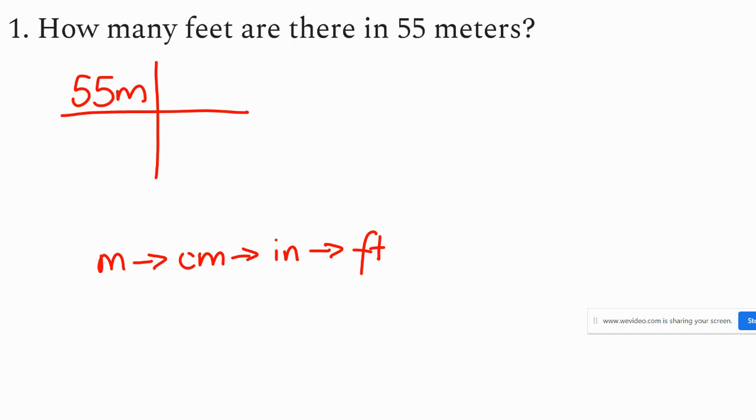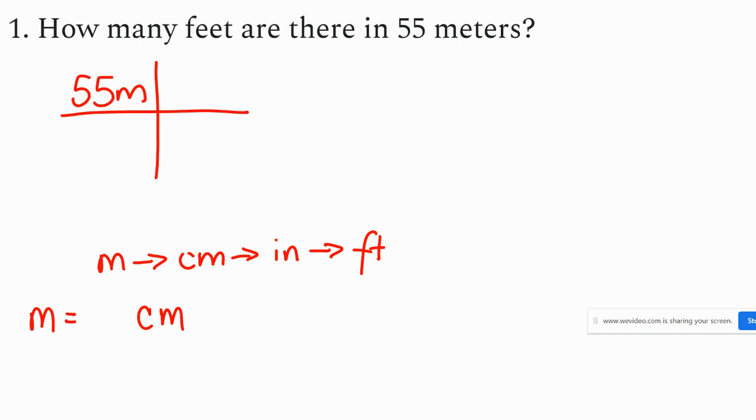There are other ways to approach it too. You could go meters into kilometers, then kilometers into miles, and then miles into feet. So there are different ways to do it, and you should get about the same answer. All right, I don't have meters and centimeters written down on my chart. So I need to develop a conversion factor between centimeters and meters.